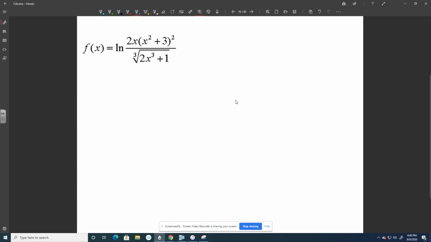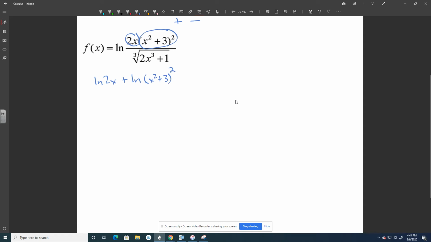Okay, this looks a little messier. It's about time. Those have been pretty quick going forward. So this is an example of one that you would want to expand. We want to use those log rules to expand this out and make it a little bit easier to work with. So remember, the things on top are going to be pluses. The things on the bottom are going to get minuses. So on top, I have the 2x multiplied by the x squared plus 3 squared. So that means that I get the natural log of 2x plus the natural log of x squared plus 3 squared.